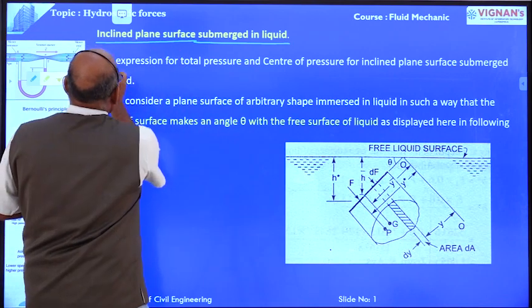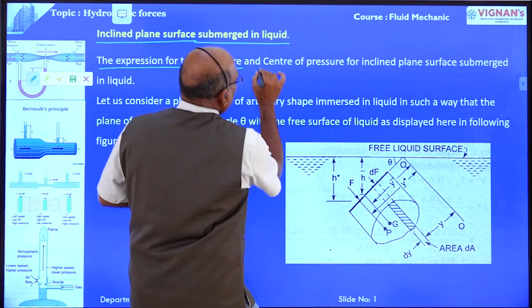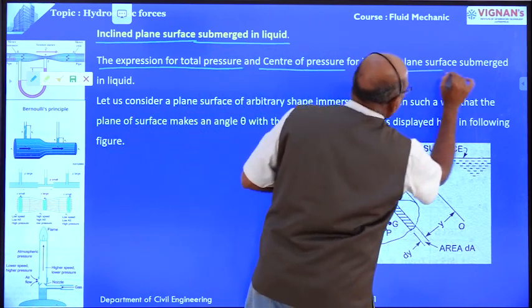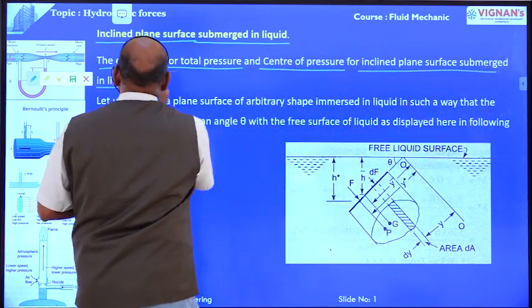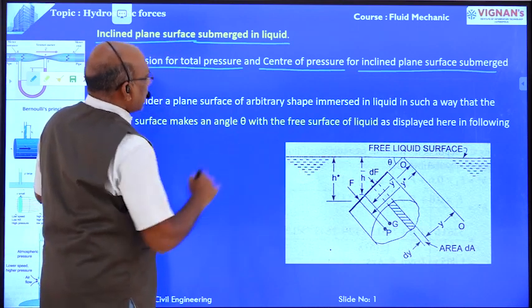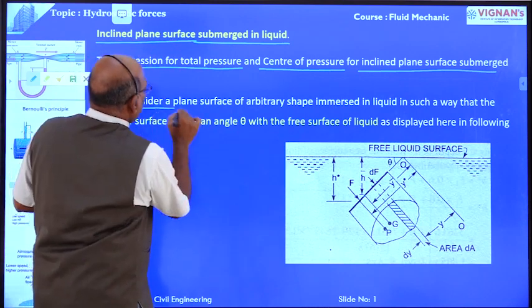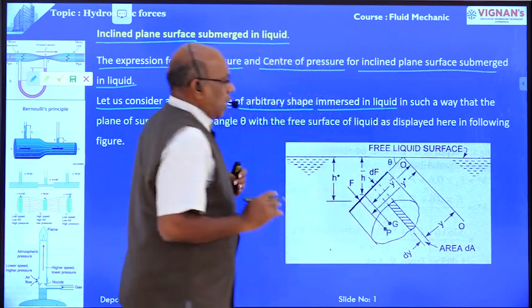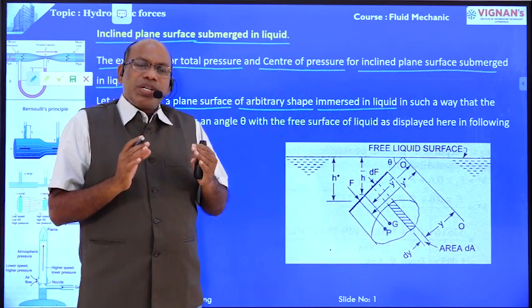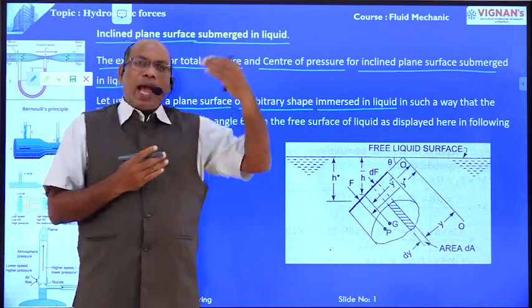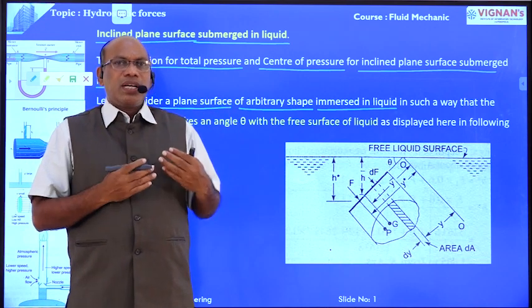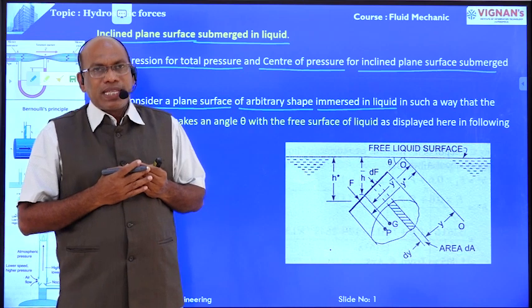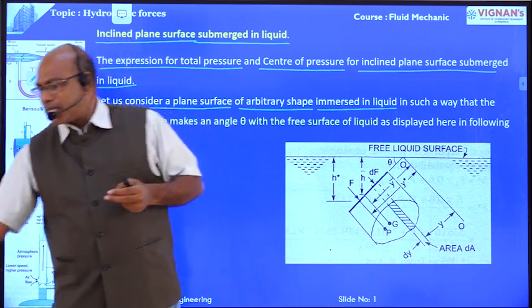Now the expression for total pressure and center of pressure for an inclined plane surface submerged in liquid. Let us consider a plane surface of arbitrary shape immersed in liquid. This derivation is like the earlier case, but the only difference is the plane surface is submerged at an angle.